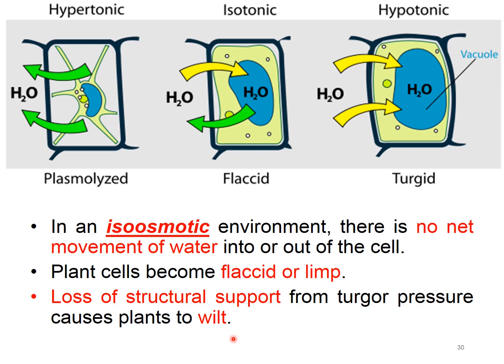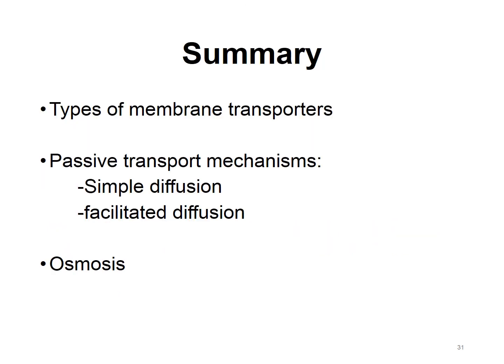It lost the mechanical support, and this is not an ideal situation for the plant cell. So for an animal cell, the ideal situation is to be in an isotonic environment. However, for a plant cell, the ideal situation is to be in a hypotonic environment, to be in the turgid state.